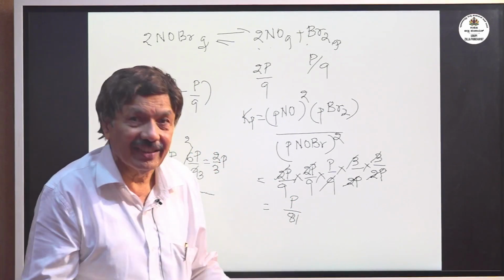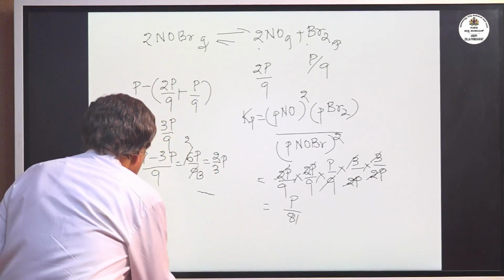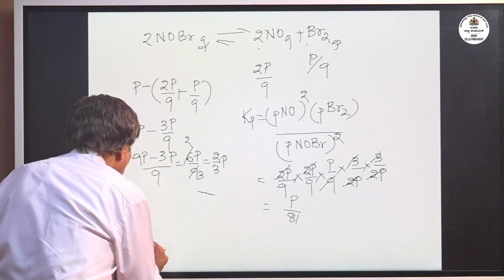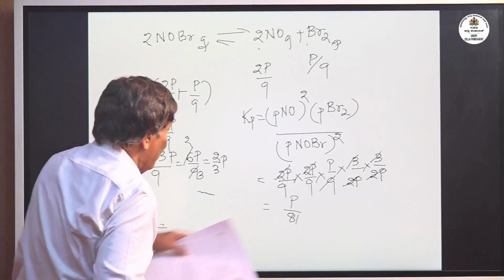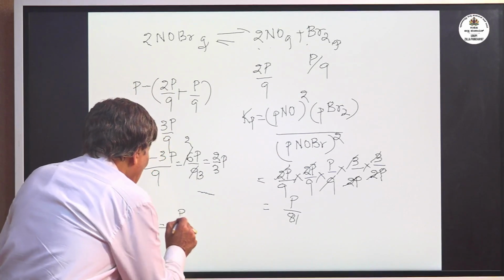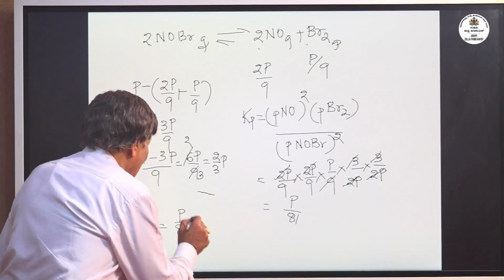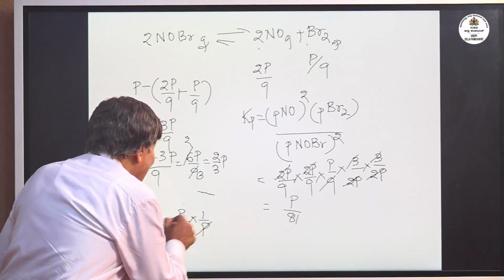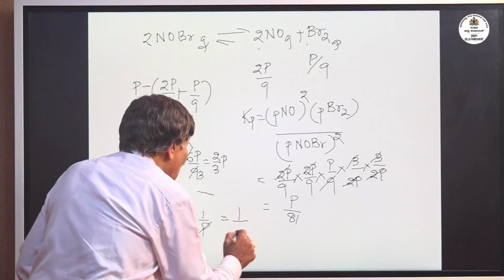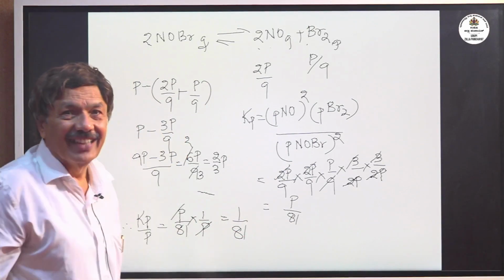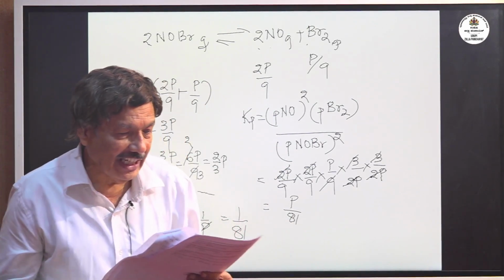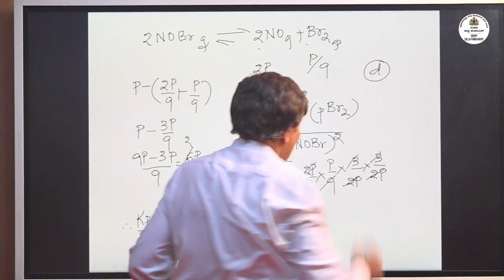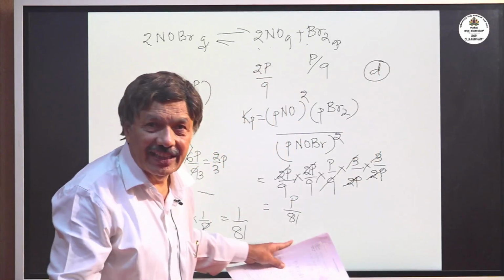What they have asked is Kp by P. This is Kp, P by 81. Kp by P means 1 by P. P gets cancelled. The answer is 1 by 81. That is option D. Option D is the right answer. 1 by 81. Hope that you understood.